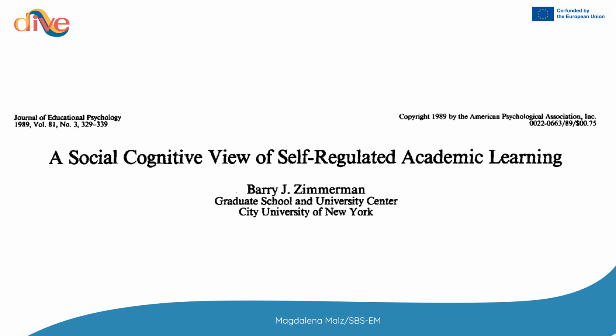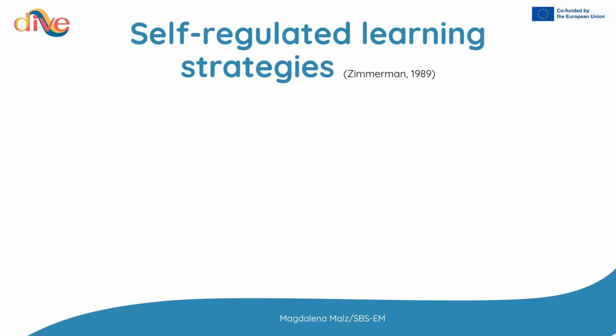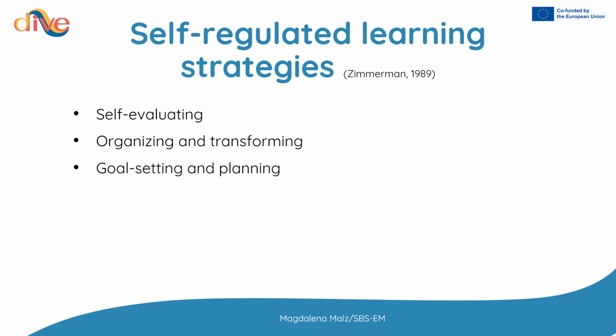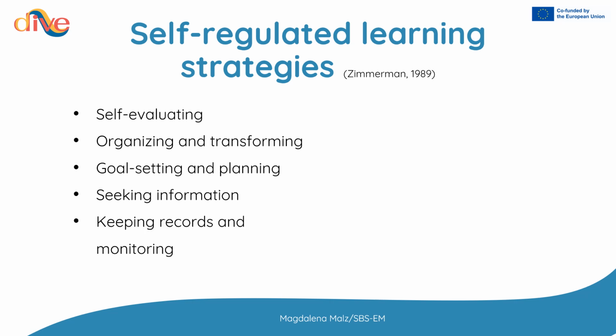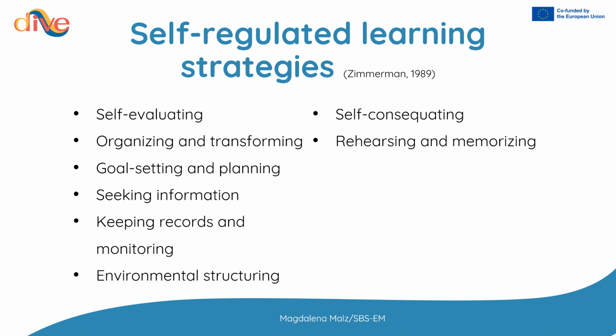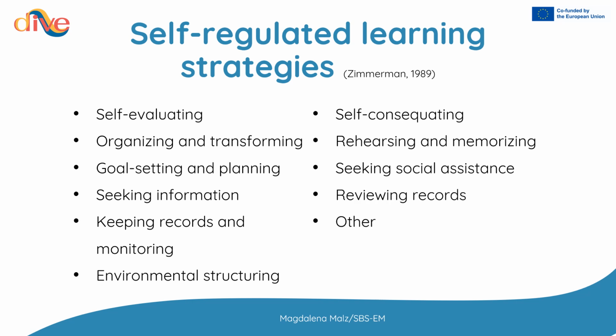Barry Zimmerman has created a typology of self-regulated learning strategies, which can help students to be more efficient in their learning process. It also can serve the teachers that can guide their students on how to develop necessary skills and one's own most convenient personalized strategy to get through the course. Strategies are self-evaluating, organizing and transforming, goal setting and planning, seeking information, keeping records and monitoring, environmental structuring, self-consequating, rehearsing and memorizing, seeking social assistance, reviewing records, and others. Let's explore them in more detail in the context of online learning.